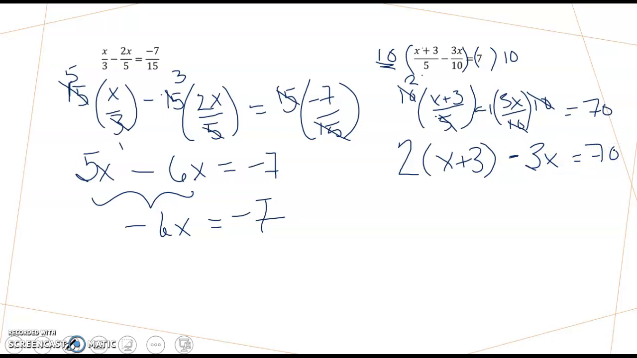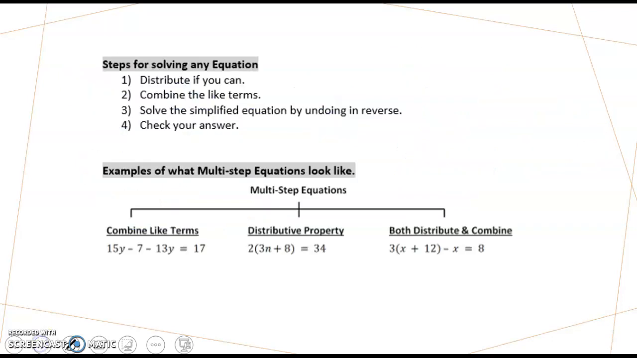Now you're going to go on to your next steps of solving multi-step equations. You have to distribute, combine like terms, and then solve. Let's look at some of those. So when you're solving any equations, first you distribute. That is when you have a number outside of a bracket. It means that A gets multiplied by every term inside that bracket.